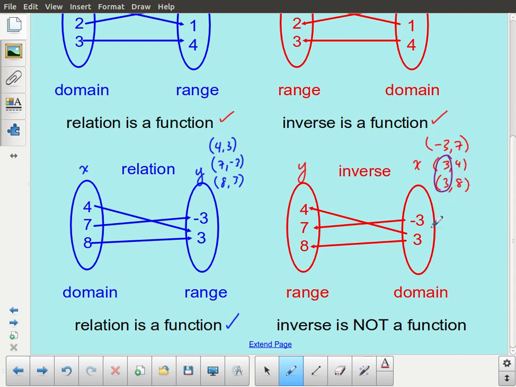And while that is perfectly valid for a relation, it is not a function. And so that's why, first of all, in this case the inverse is not a function, and that also helps to illustrate why mapping diagrams are one way to do this.